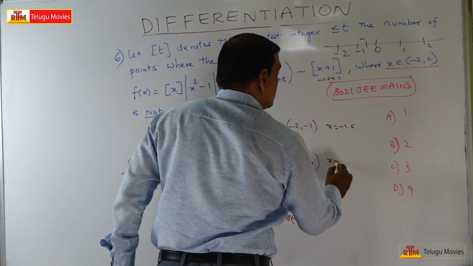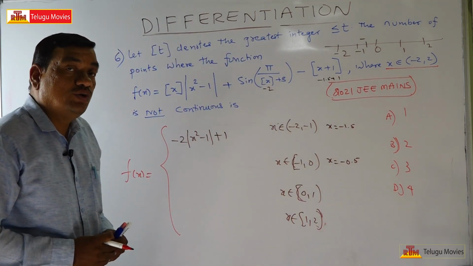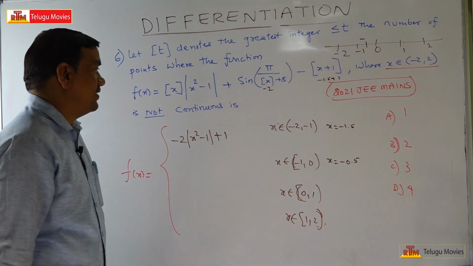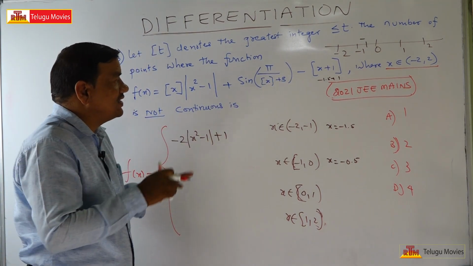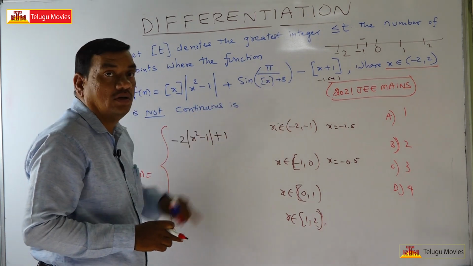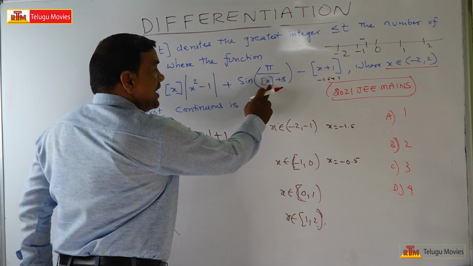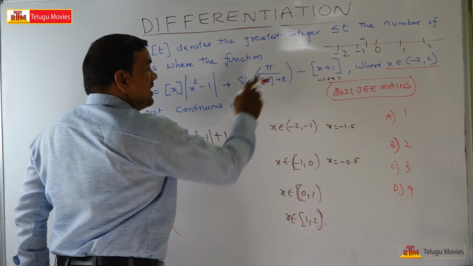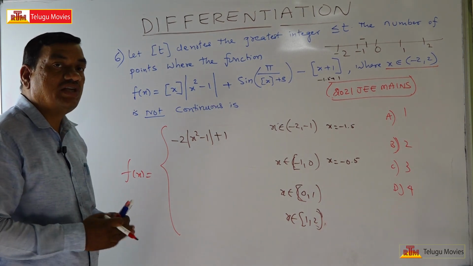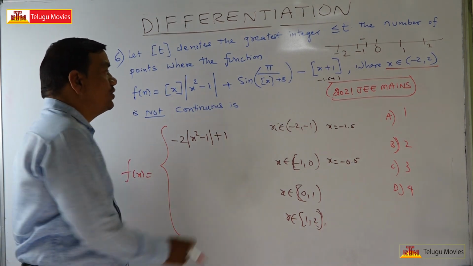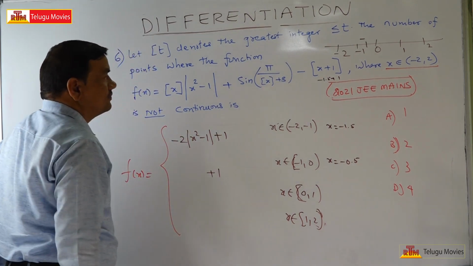Let us take x is equal to -0.5. Substitute here. The step of -0.5, that is -1. -1 plus 3, that is 2. Sin 90, the value is equal to how much? This is 1. So this is equal to +1.